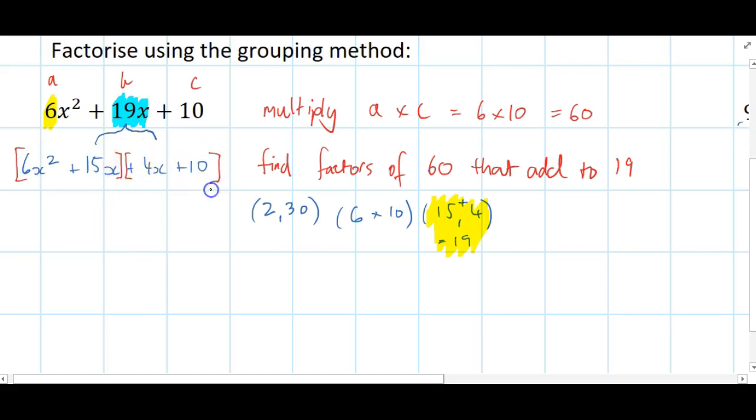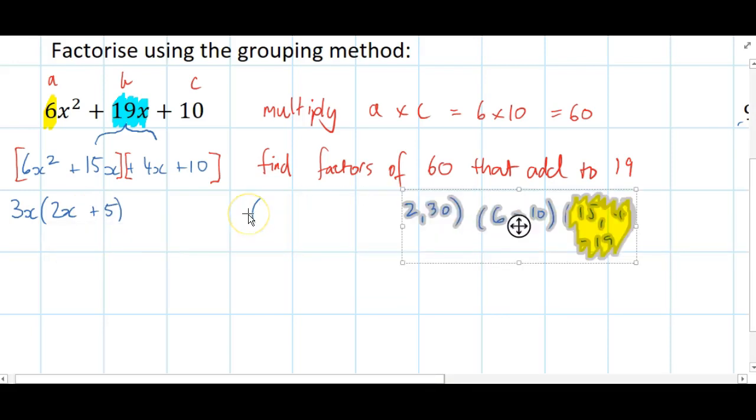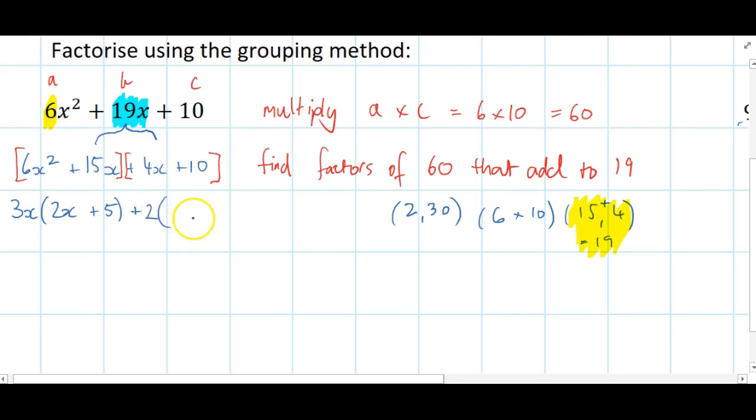We're going to look at those 2 groups there and factorise. If you look at the first 2, there's an x in both terms, and both terms are divisible by 3. So you can take out 3x, and put a bracket. 6x squared divided by 3x is 2x, and 15x divided by 3x is going to be 5. For the next one, we've got 4x and 10, and the highest common factor is 2, plus 2. 4x divided by 2 is going to be 2x, and 10 divided by 2 is 5. Again, these are designed to factorise quite nicely.